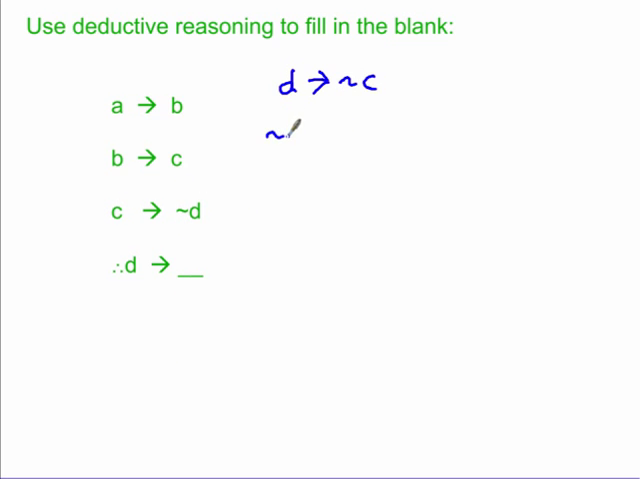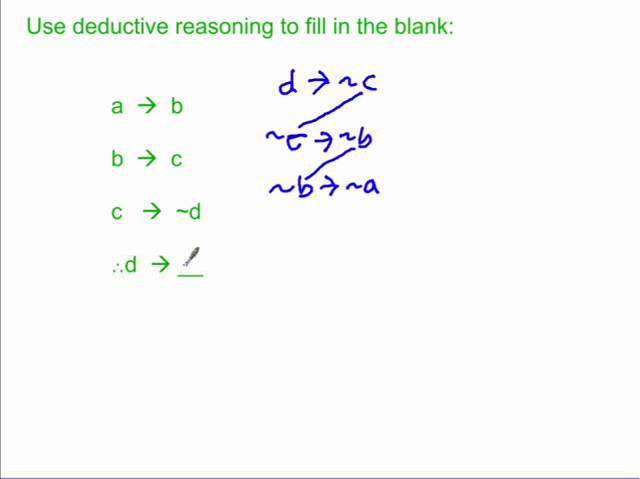And then I know not C is going to imply not B, because B implies C, so the contrapositive of this is not C implies not B. And then I know not B is also going to imply not A, also by contrapositive. So I've used the law of contrapositive here. Basically just worked backwards. D implies not C implies not B implies not A. So then I can use the law of syllogism, and this one goes here, to here, to here.